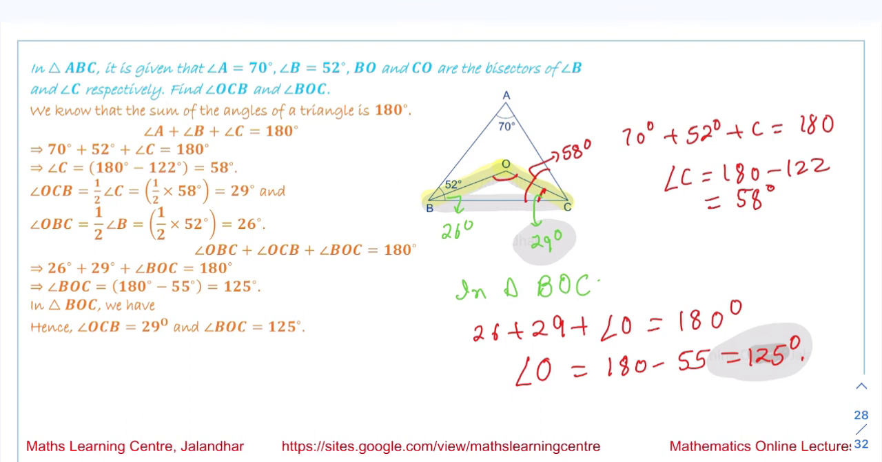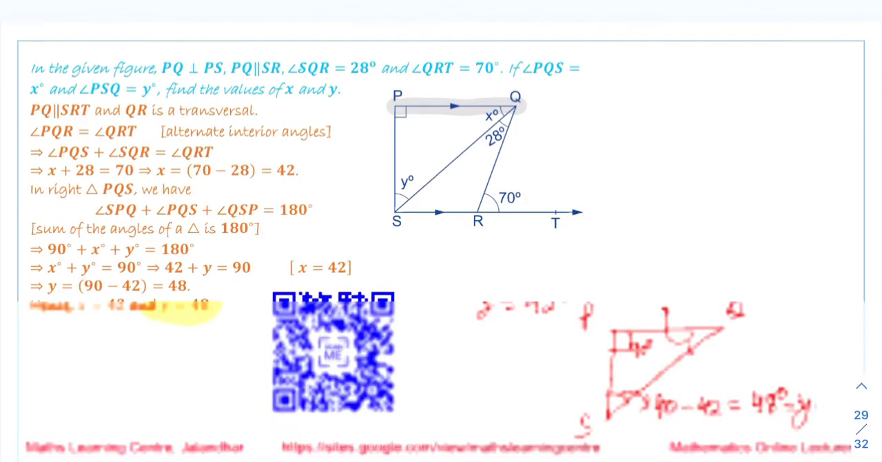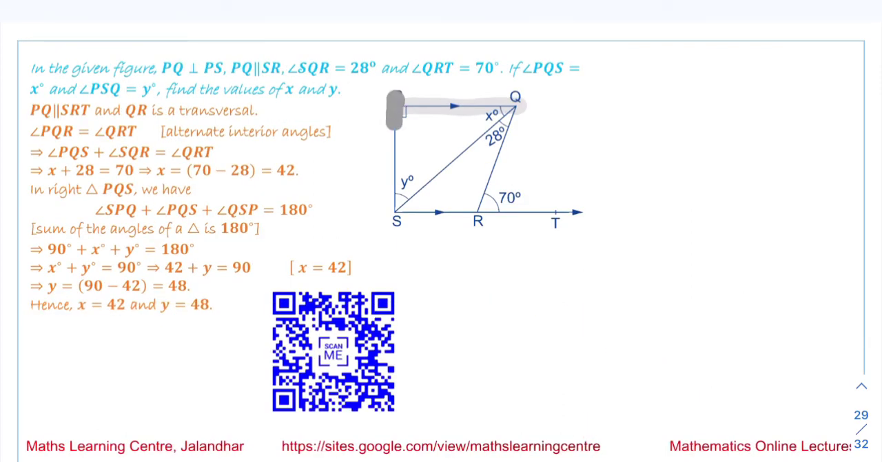Now in the next question, we are given that PQ is perpendicular to PS. These are perpendicular. The second thing that is given to us is that PQ is parallel to SR. We are saying this PQ and SR, these are parallel to each other. Then the value of angle SQR is 28, QRT is 70, and we have to find the value of X and Y.